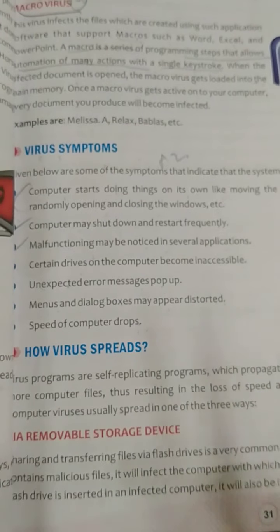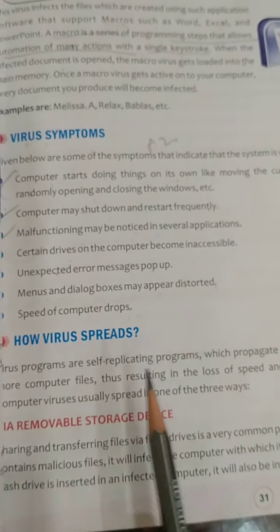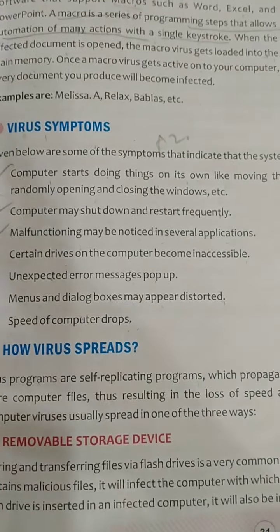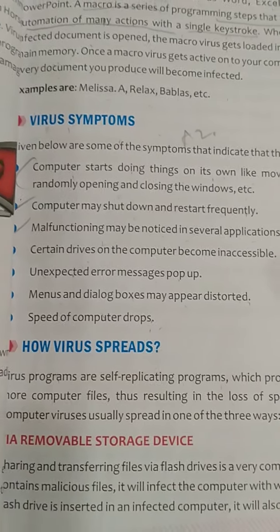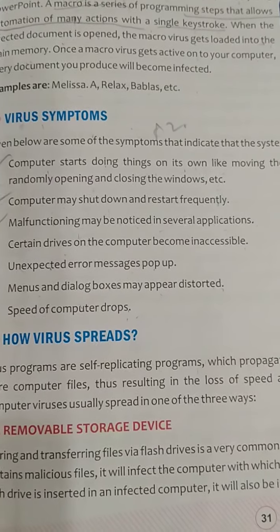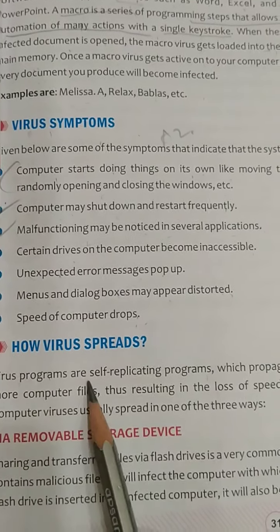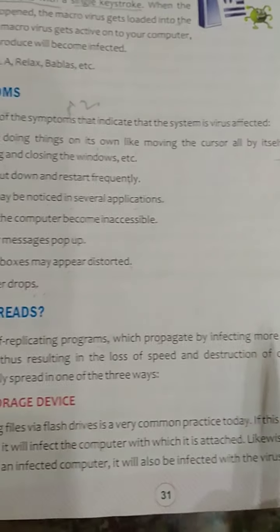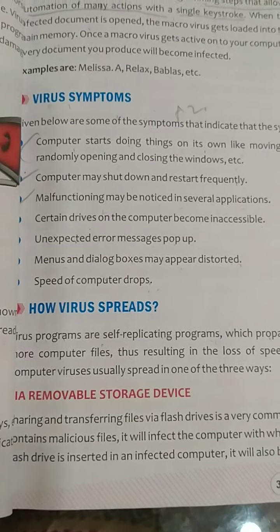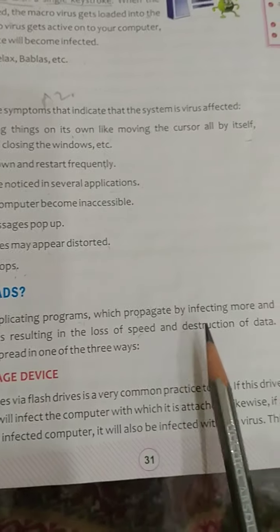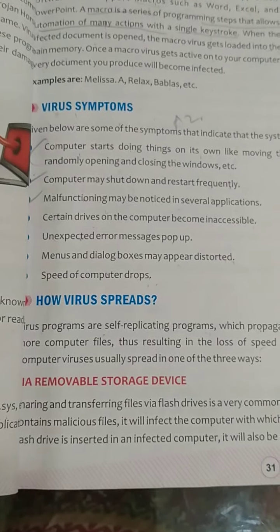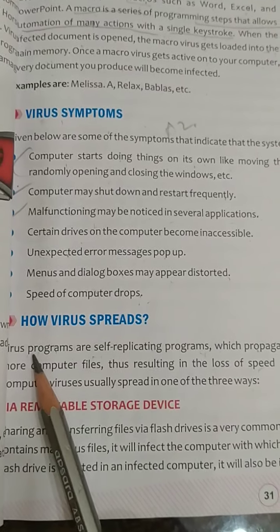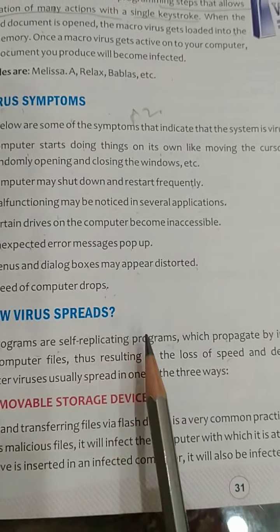How do these viruses come? Virus programs are self-replicating programs. What is meant by self-replicating? It will create duplicates and spread itself. Virus programs are self-replicating programs which propagate by infecting more and more computer files, thus resulting in the loss of speed and destruction of data. Computer viruses usually spread in one of three ways. So underline this: virus programs are self-replicating programs.